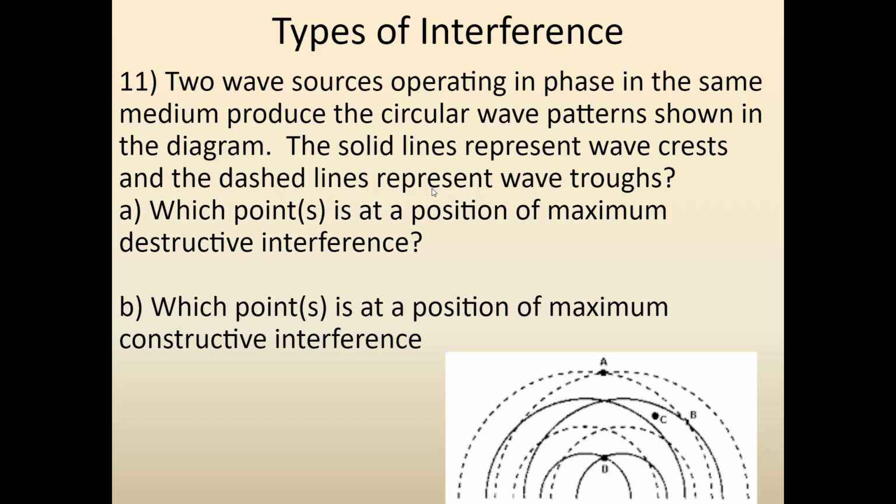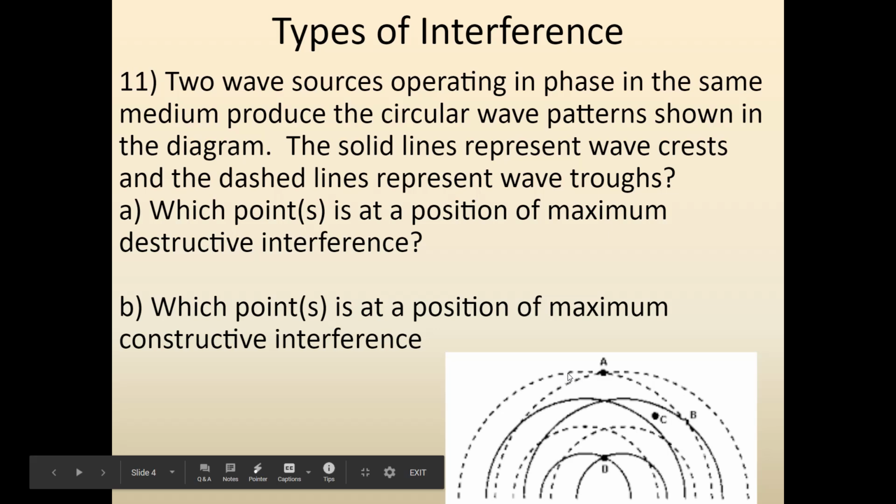All right, so for part A, they want to know what would create maximum destructive interference. So we're looking for two opposite points. A is two dotted lines, so those are not opposites. D is two solid lines, those aren't opposite. C is just nothing. It's in the middle of the sets of waves, so that wouldn't be anything. But point B is right here where a dotted and a solid line cross. So this would be maximum destructive interference.